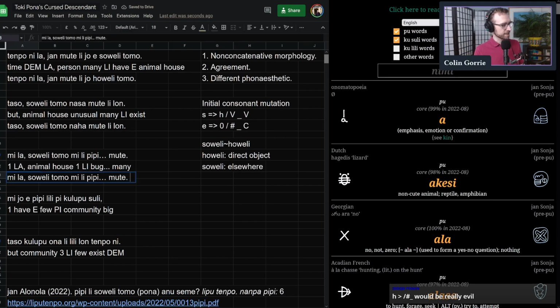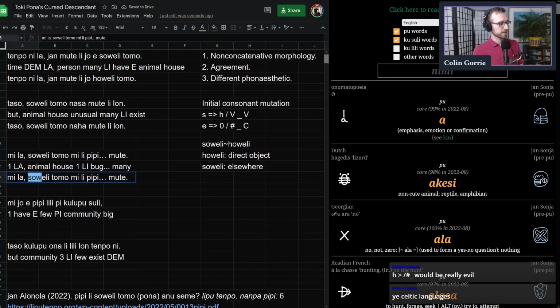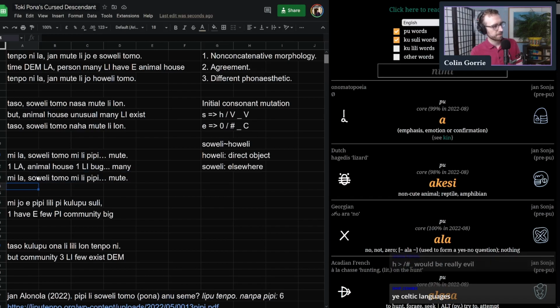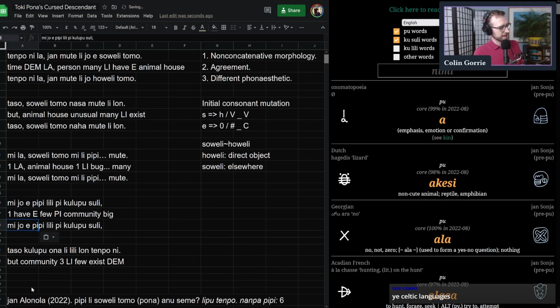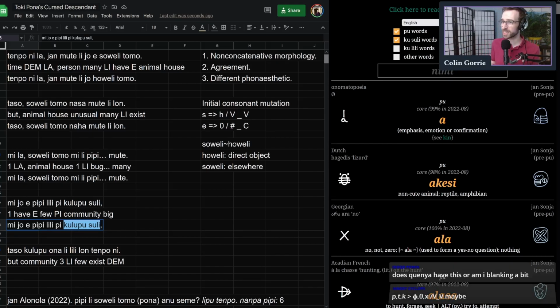Here we have a nice boundary between this adverbial and soeli, so there's no change. Here we have no s's. Oh no, we have suli here. And here's a question: do we consider this noun adjective phrase, this noun phrase, to be a valid domain in which to apply this change? And I think it is.